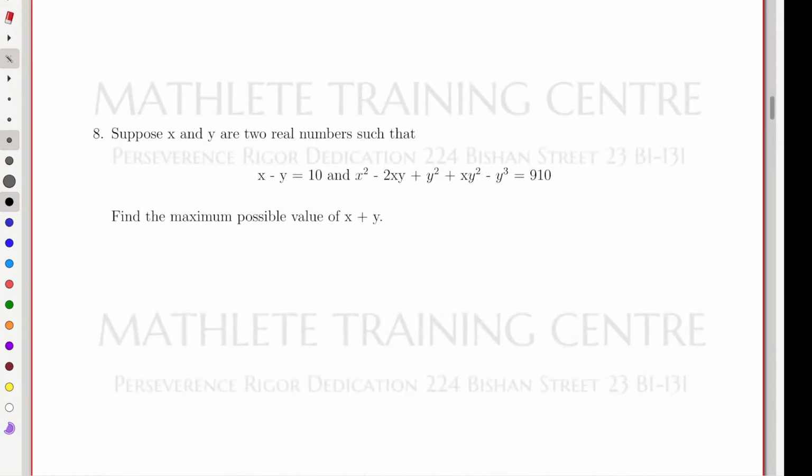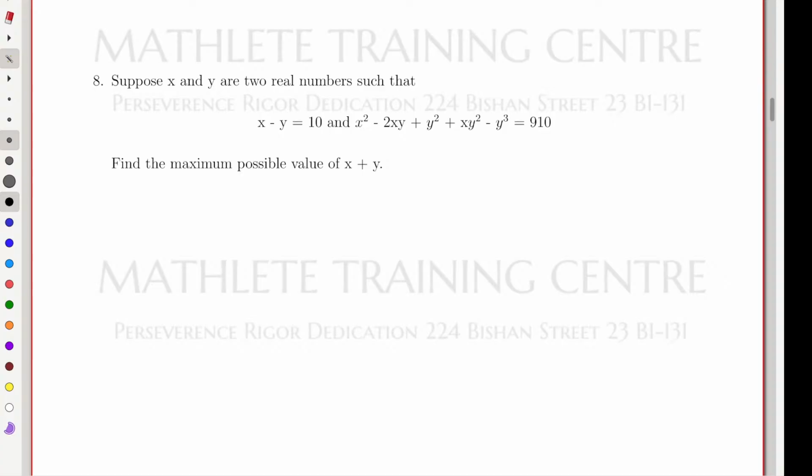Next question, question number 8. Suppose that x and y are two real numbers satisfying this equation. Find the maximum positive value of x plus y. Well, x minus y is 10, and if you take a look at this expression, there's something related to x minus y here. In fact, the first expression is x minus y squared, right? That's x squared minus 2xy plus y squared.